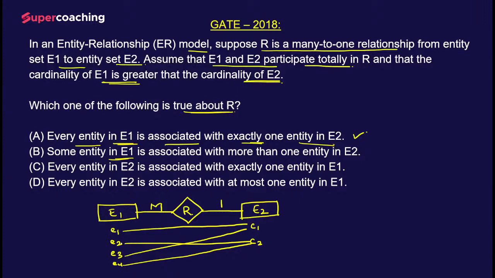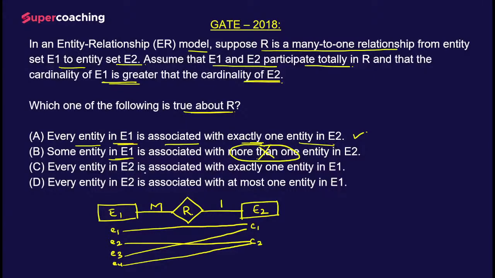क्या E1 में से कोई भी entity ऐसी है जो एक से ज्यादा entity से connected है E2 में? Is E1 connected with two entities of E2? No. E2 is connected with two entities from E2? No. E3? No. So this more than one is incorrect. So this statement is false.